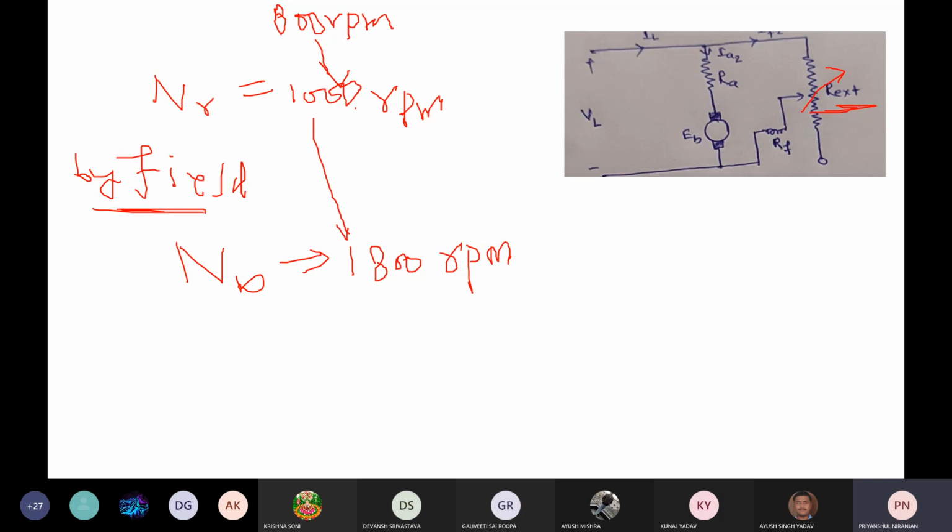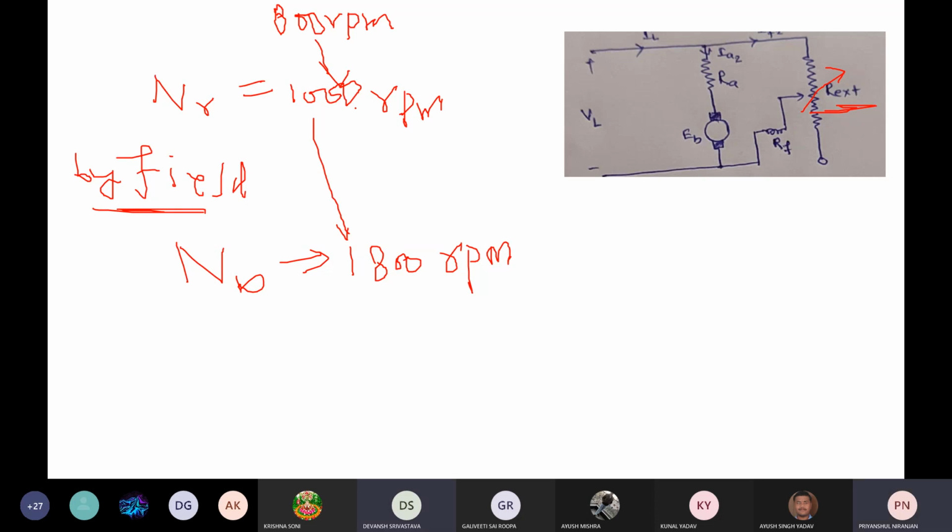Yes, sir. It is possible. How? To 1000 to 1800, na sir? Yeah, actually, I just want to know. We control in between 800 rpm to 1000 rpm. How to control by using the field winding? Sir, by varying the external resistance, sir.